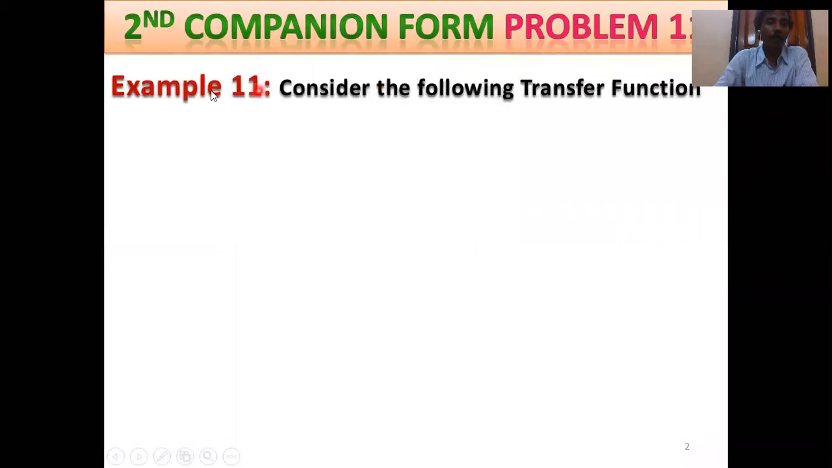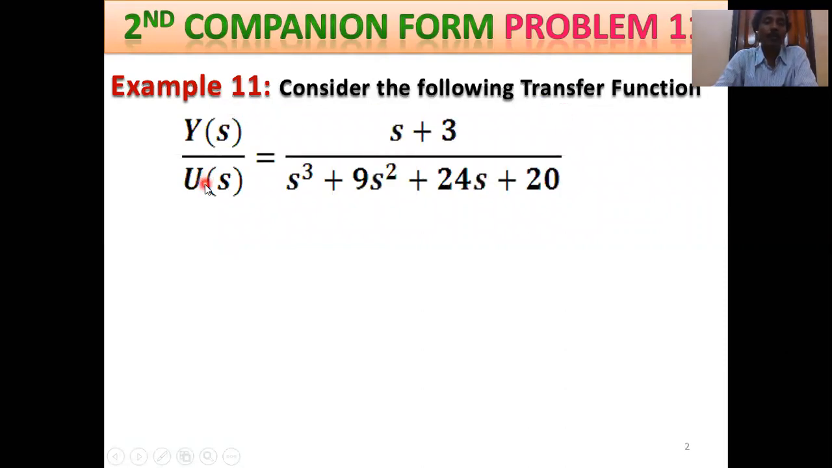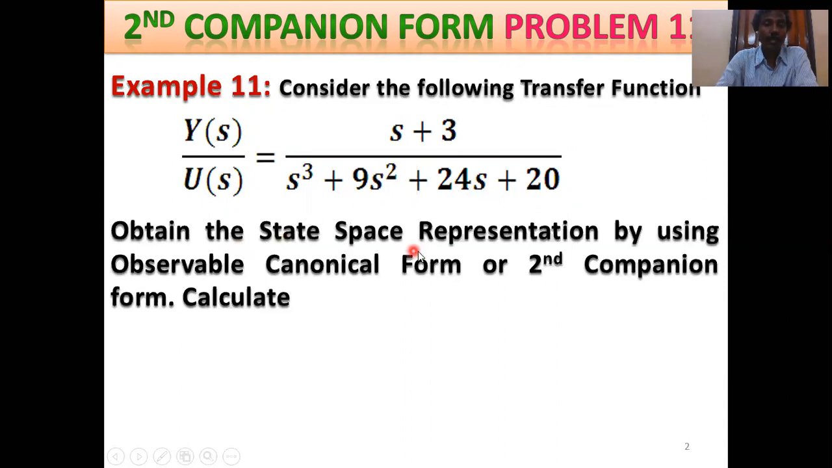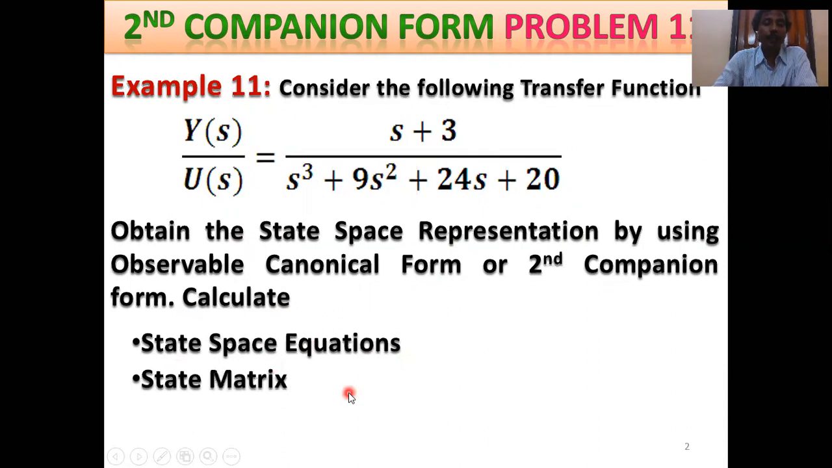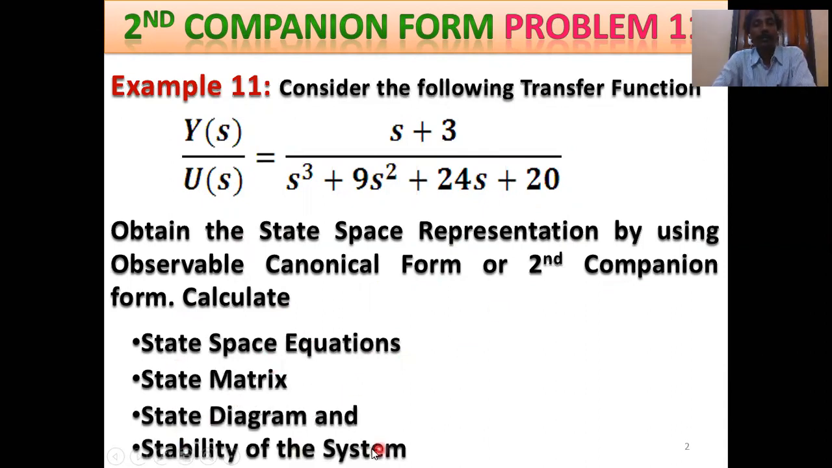So what is the problem? This is problem 11. Consider the following transfer function Y(s)/U(s) equals (s + 3) divided by (s cube + 9s square + 24s + 20). Obtain the state space representation by using observable canonical form or second companion form. Calculate the state space equation, state matrix, state diagram, and stability of the system.